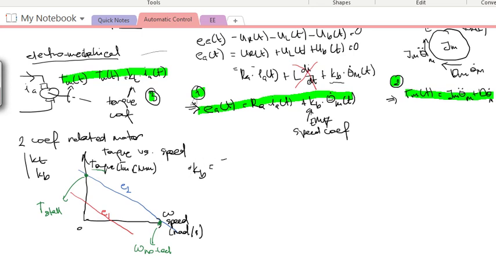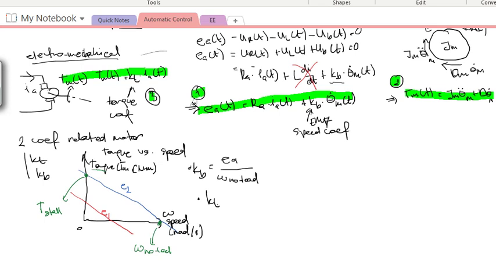So it is equal to EA. For example, here the value is E2, EA, the voltage, divided by the speed at no load, omega no load. So that's how you find KB. It's the voltage of the graph divided by its maximum speed, the no-load speed.